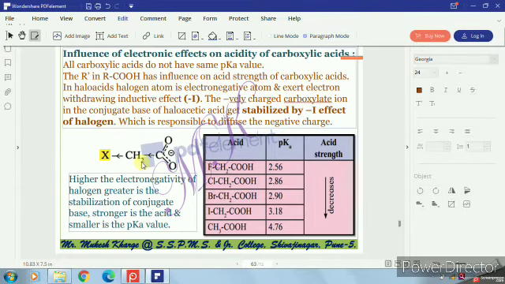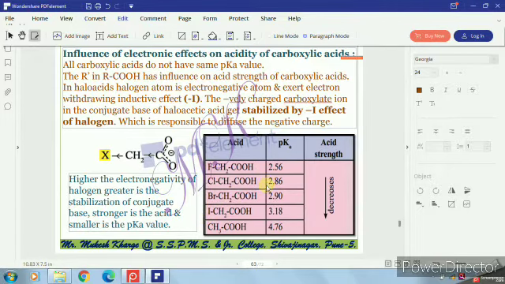For example, let us see. Here is the electronegative halogen atom, and the negative charge over the COO minus, that is the carboxylate ion, gets stabilized by this halogen atom because this halogen has the minus I effect. So the more electronegative the atom, the more the stabilization, and the stronger is the acid, having a lower pKa value. So the higher the electronegativity of the halogen, the greater is the stabilization of the conjugate base, the stronger is the acid, and the smaller is the pKa value.